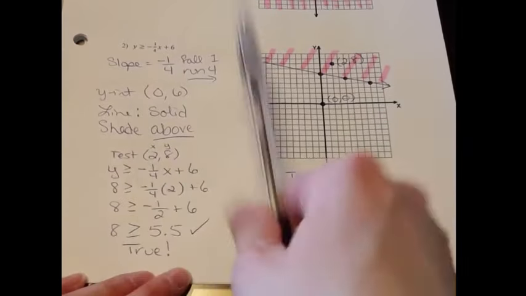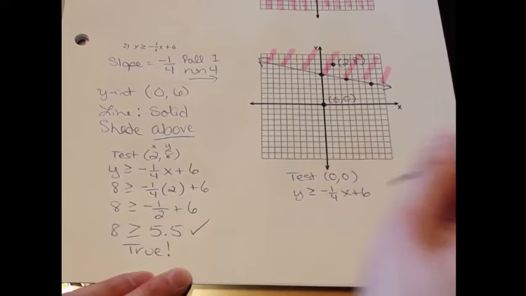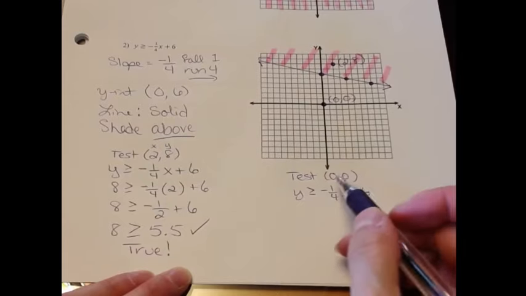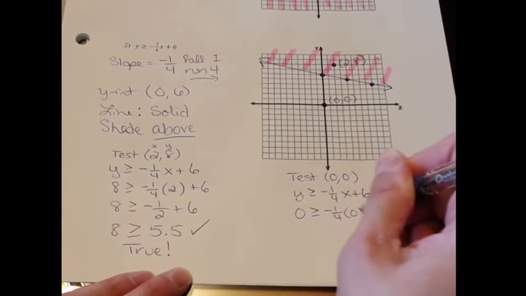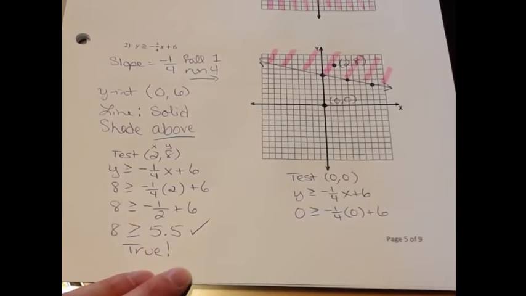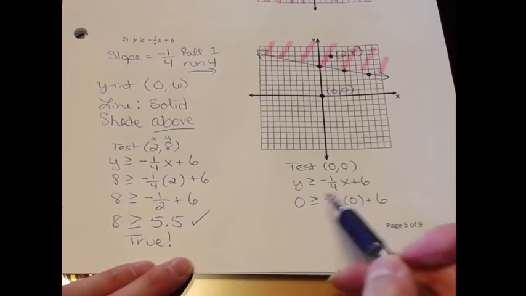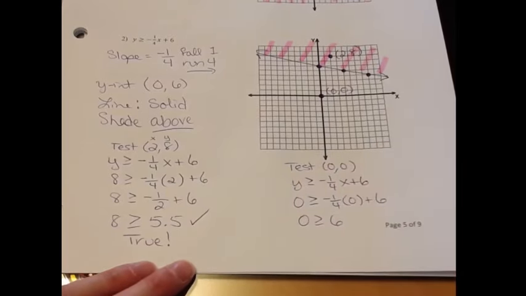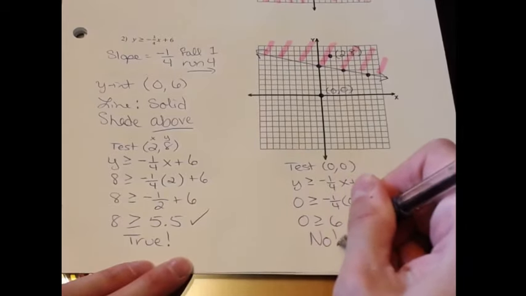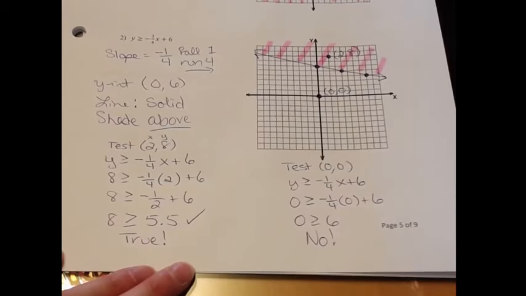Same thing. Let's take our original equation. Y is greater than or equal to negative 1/4 x plus 6. And now I'm going to plug in 0 for y and 0 for x. So 0 is greater than or equal to negative 1/4 times 0 plus 6. Negative 1/4 times 0 is 0. And 0 plus 6 is 6. Is 0 greater than or equal to 6? No. So we know for a fact that we did shade the correct region. Awesome.